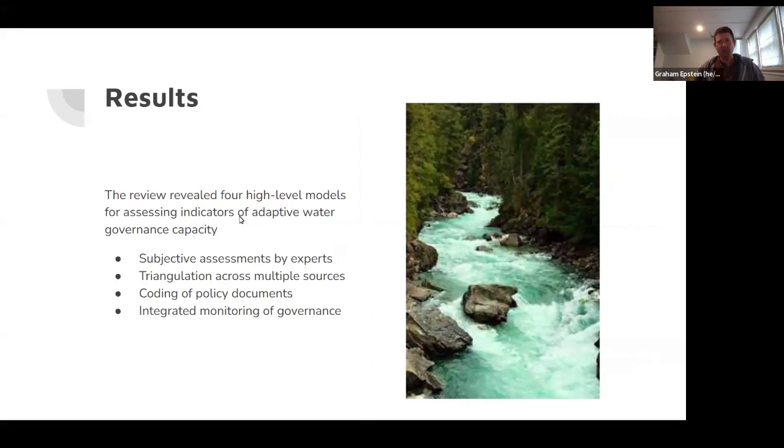And so the thing we found, or what I think are some of the big findings of our research, were that there were generally 4 high-level models for assessing indicators of adaptive water governance capacity. And I'll go into a little bit of each of these.